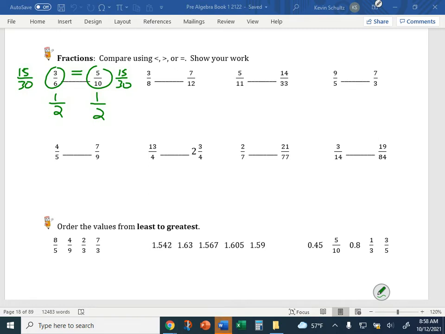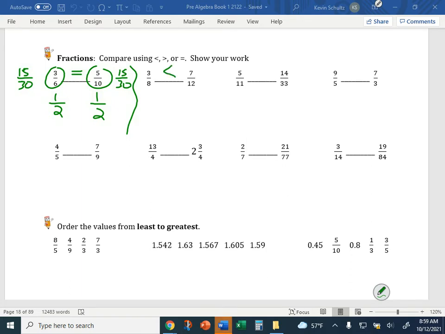What do you think, and how'd you come up with it? They're both 5 away, right? So they must be equal, right? No. What symbol would you put in between them, and how would you figure it out, Haley? Why is 3/8 less than 7/12?